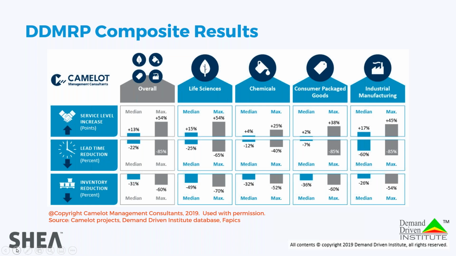But let me just ask another question. If you have too much of the wrong stuff and too little of the right stuff, why is cutting inventory our only focus? If there are things that we're short of, we actually need to increase those. Finding which things we're short of is one of the big impacts of DDMRP.